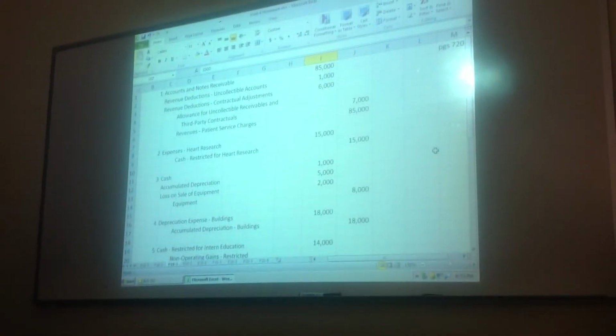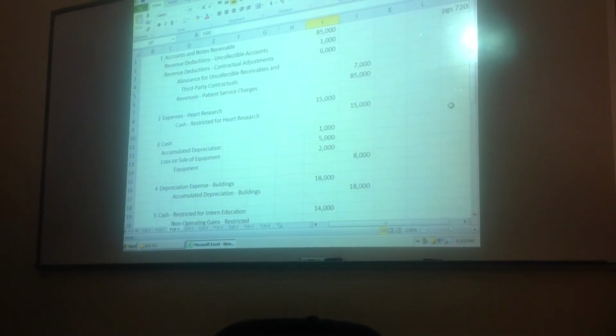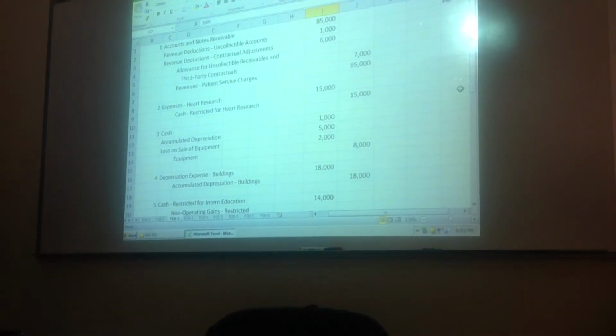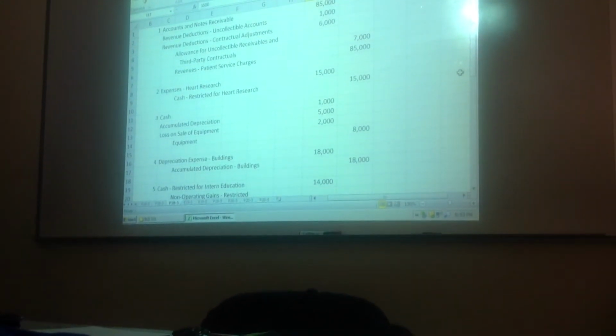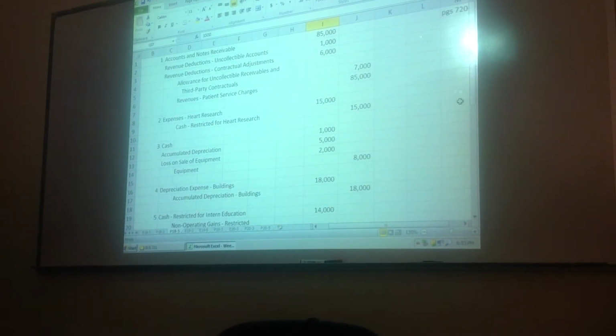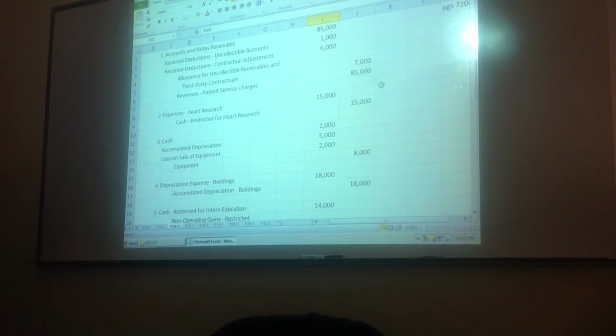Prepare journal entries to record the effects of the transactions. Explanations may be omitted. Number 1, total billings for patient services rendered, $85,000. It was estimated that bad debt losses on these billings would be $1,000 and that contractual adjustments would amount to $6,000. Okay?